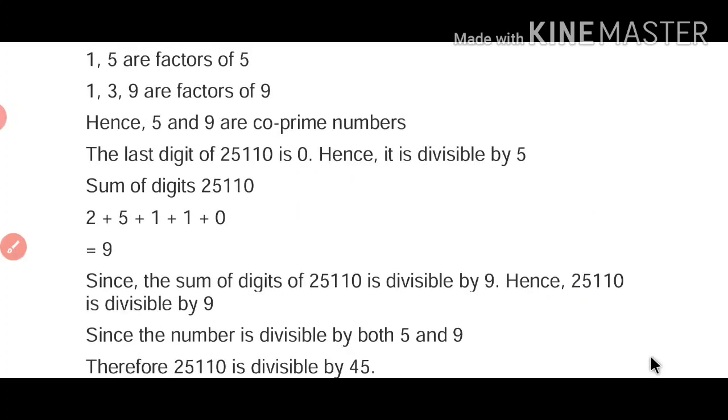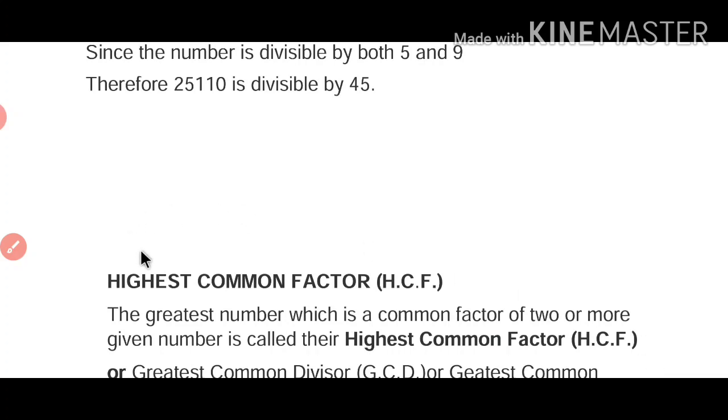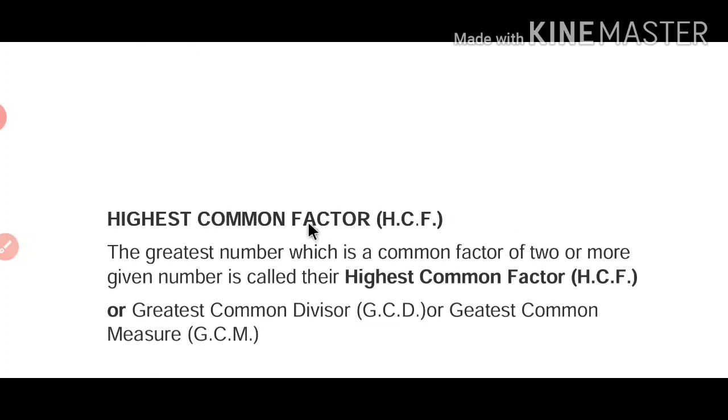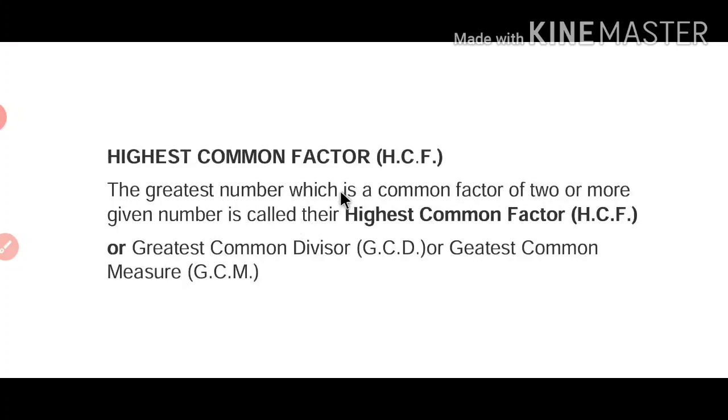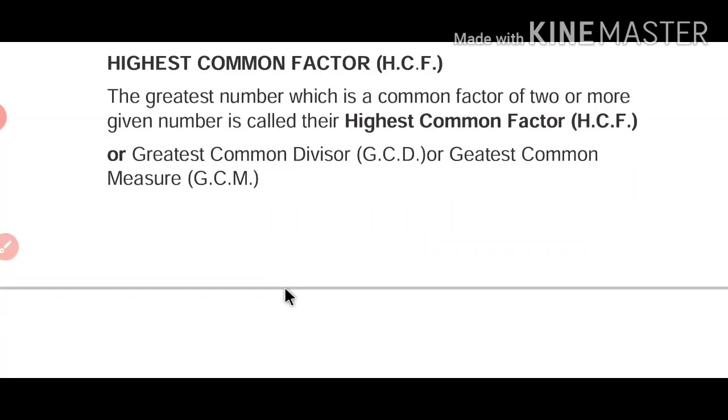Now we are going to read a new topic, highest common factor. So what is this? The greatest number which is a common factor of two or more given numbers is called their highest common factor. As we have seen how to find a common factor, we have to see the factor which is common in both 2 or 3 given numbers. But here we have to see the highest common factor out of all the common factors. Or we can also say that it is the greatest common divisor or greatest common measure.